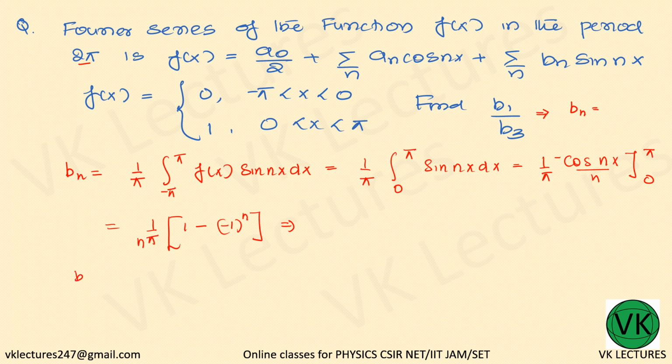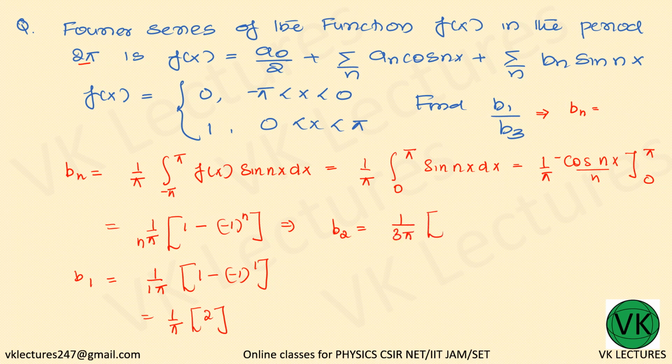Now what is b1? b1 equals 1 by n pi with n equal to 1, into 1 minus minus 1 to the power 1. So that's equal to 1 by pi into 1 plus 1, that is 2 by pi. And what is b3? b3 is 1 by n pi, that is 3 pi, into 1 minus minus 1 whole to the power 3. So that's equal to 1 by 3 pi into 1 plus 1, that is 2 by 3 pi.